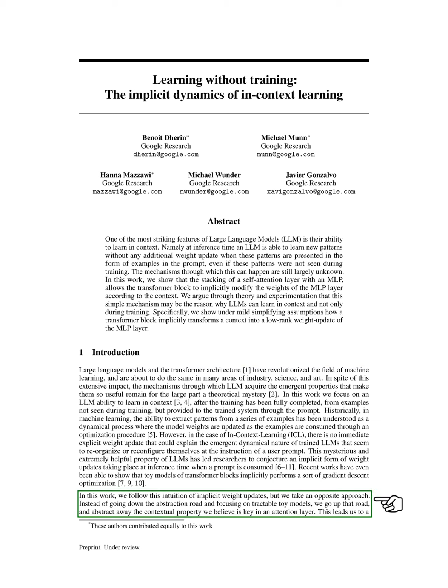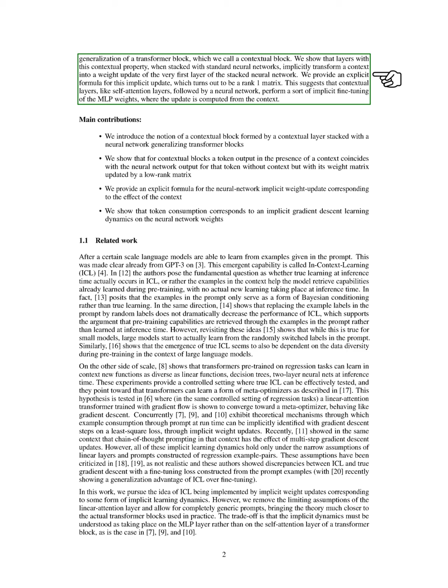We build on this idea of implicit weight updates but take a different approach. Instead of simplifying the model, we generalize the transformer block into what we call a contextual block. We demonstrate that when these contextual layers are combined with standard neural networks, they can implicitly convert context into weight updates for the first layer of the network. We provide a specific formula for this implicit update, which is a rank 1 matrix, suggesting that contextual layers can fine-tune the weights of the neural network based on the context provided.